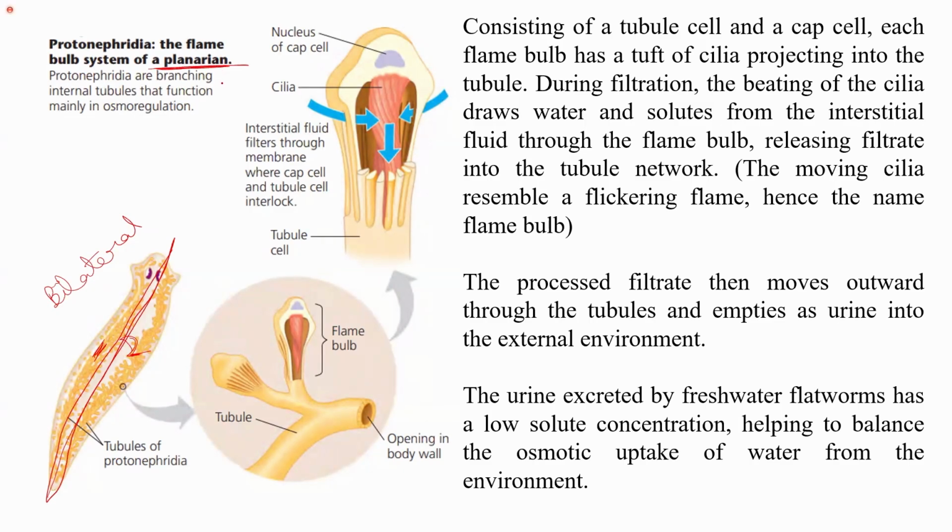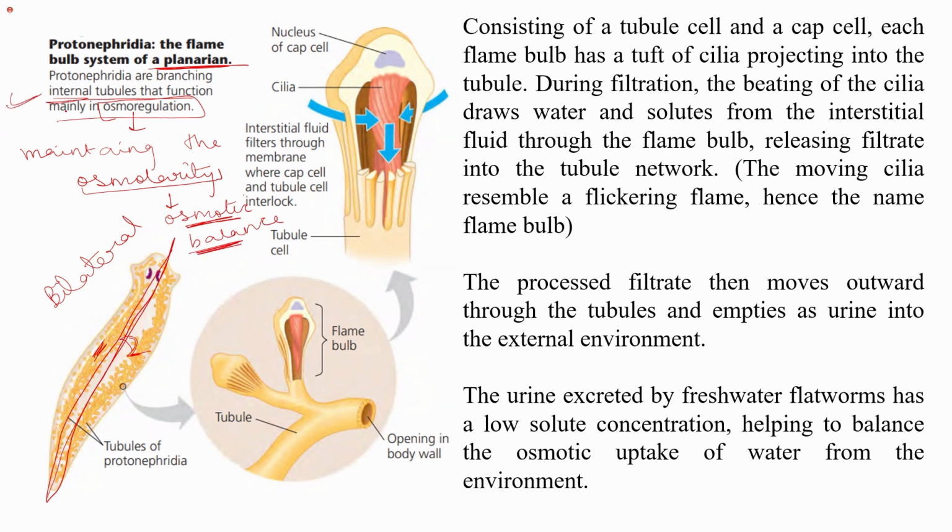We will learn about platyhelminthes using the example of planarian. So basically, protonephridia are branching internal tubules that function mainly in osmoregulation. So what is osmoregulation? That is maintaining the osmolarity, that is, maintaining the osmotic balance. Whatever the salt concentration and water concentration is there, it helps in maintaining the osmotic pressure or osmotic balance inside the body.